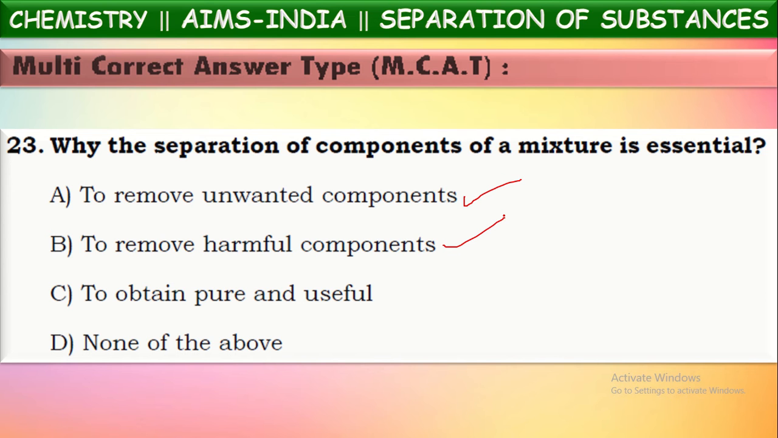Suppose you take sand and some stones present in it. Actually, sand is useful for construction purposes, but the stones have to be separated from it. So pure sand should be collected before using for construction. So pure substance separation is important. Even water also. Before drinking, pure water should be separated from all the impurities present in it. So it is also one of the important causes for the separation of mixtures.